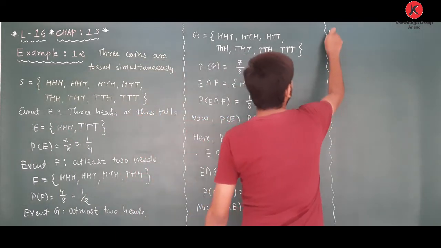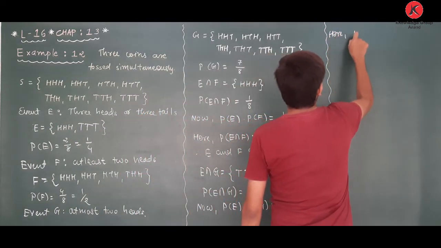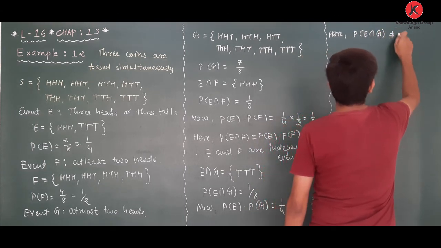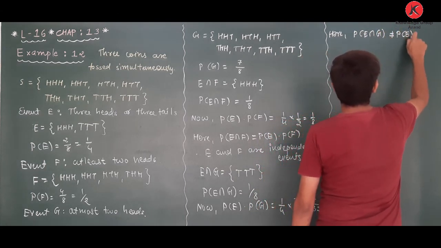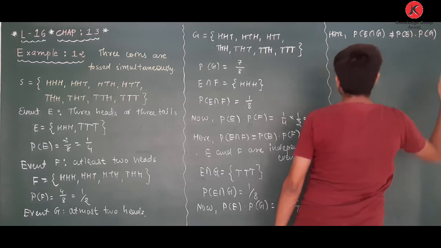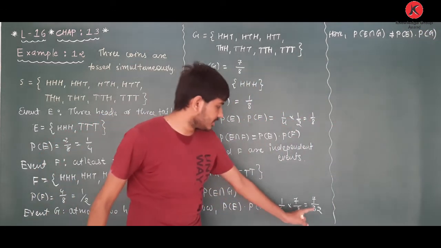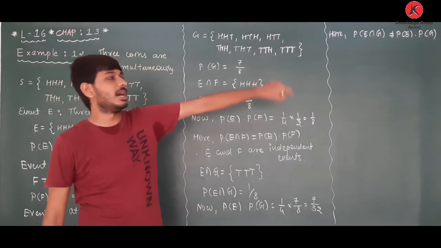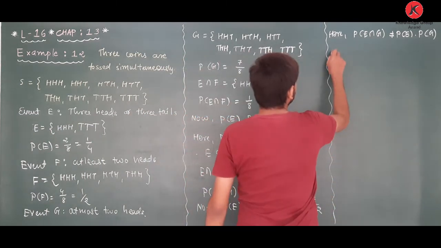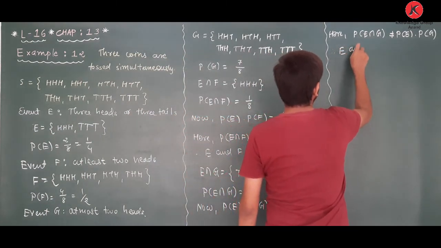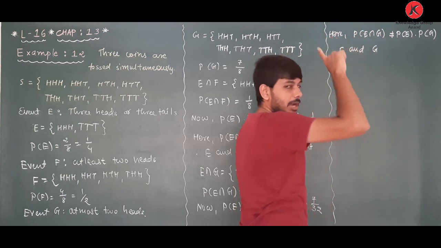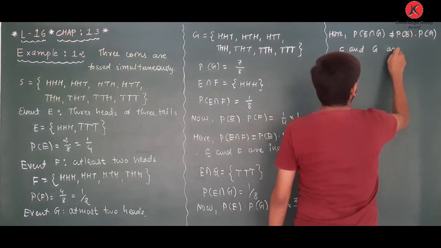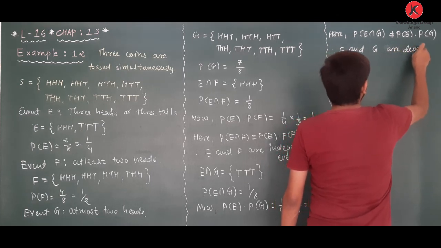Here we can see that the probability of E intersection G is not equal to the probability of E into probability of G. This multiplication is 7 by 32 and the probability of E intersection G is 1 by 8, which are not equal. Therefore, E and G are not independent events, meaning they are dependent events.